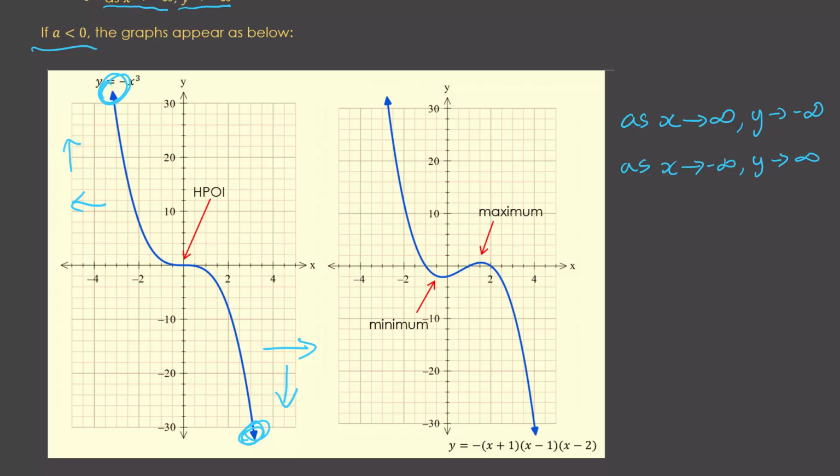Other than that, they're the same sort of shape. They can either have a horizontal point of inflection, and in this case, it would have a minimum followed by a maximum. So it's the other way around. When a is positive, you have the max first, followed by the min. But here you have the min followed by the max.